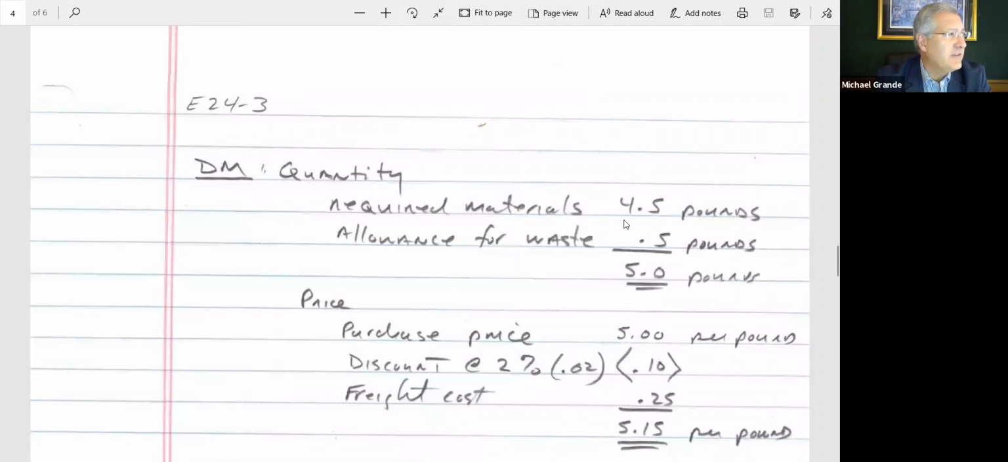Exercise 24-3. Direct materials, quantity: required materials, 4.5 pounds, plus an allowance for waste. They add the 0.5 pounds, 5 pounds per unit. That's the quantity assumption. The price assumption: the purchase price is $5 per pound. They get a discount of 2% per pound, which is 0.02 times $5, 10 cents. It's a discount. The freight cost is 25 cents per pound. The price assumption is $5.15 per pound.